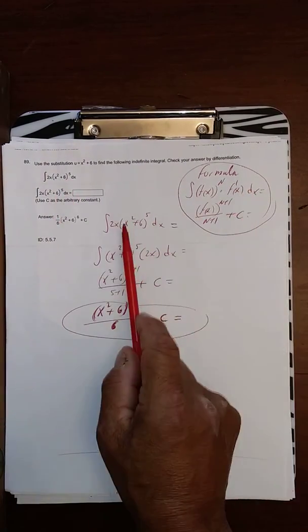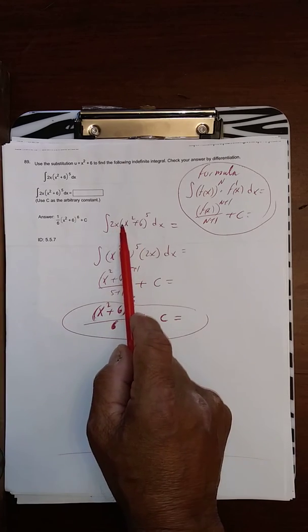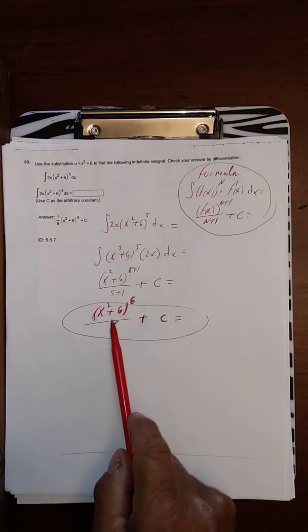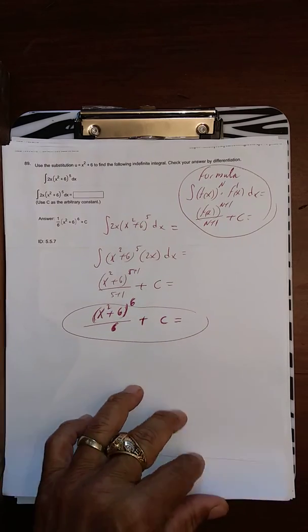Rewrite it to this form. So we have this one. And the derivative of this is 2x. Yes, exactly. So we just go plus 1 plus 1. X squared plus 6 is 6 over 6.